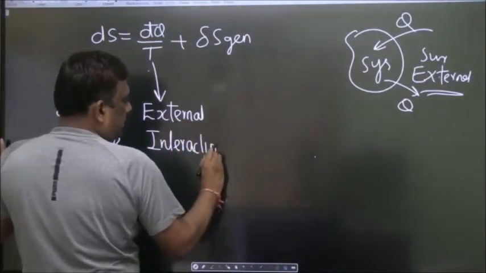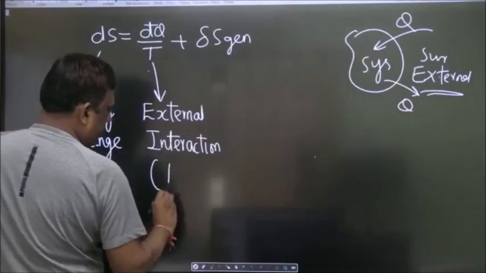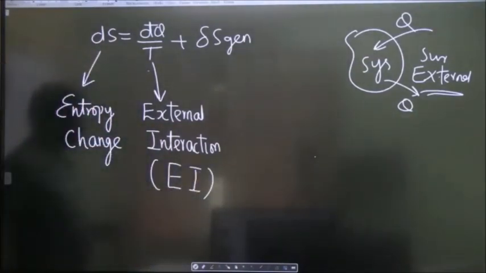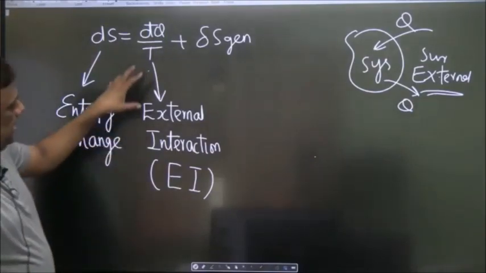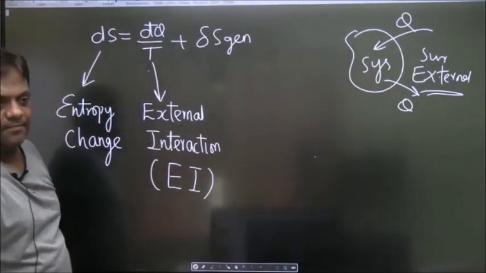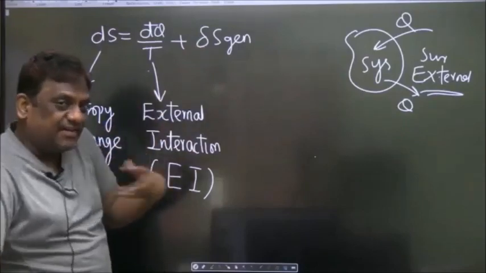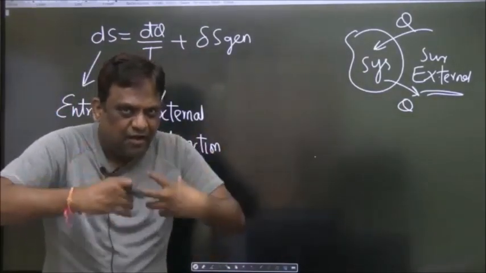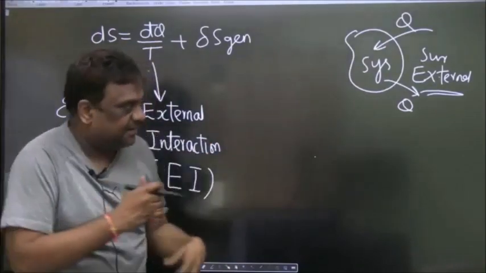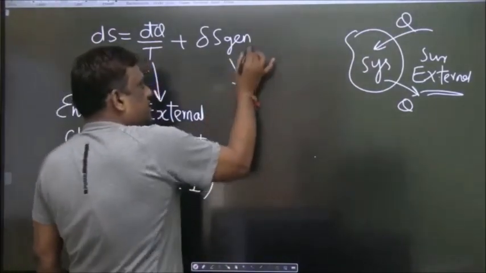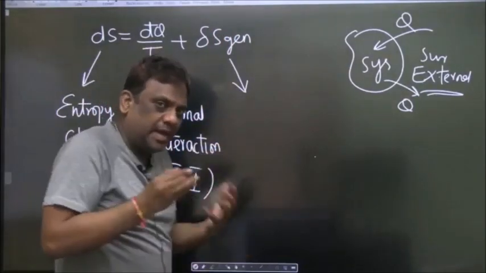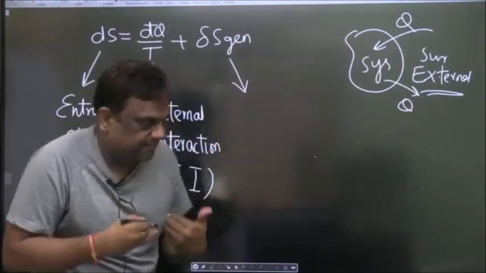We call it an external interaction. And these irreversibilities may be friction, may be viscosity, may be lack of equilibrium. It is inside the system. So why is this generation coming? Can anyone tell why this generation is coming? It is due to irreversibilities. Where are those irreversibilities? Inside the system.